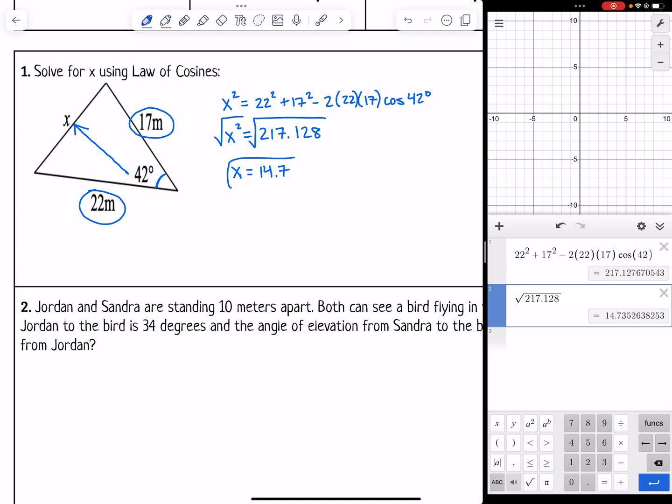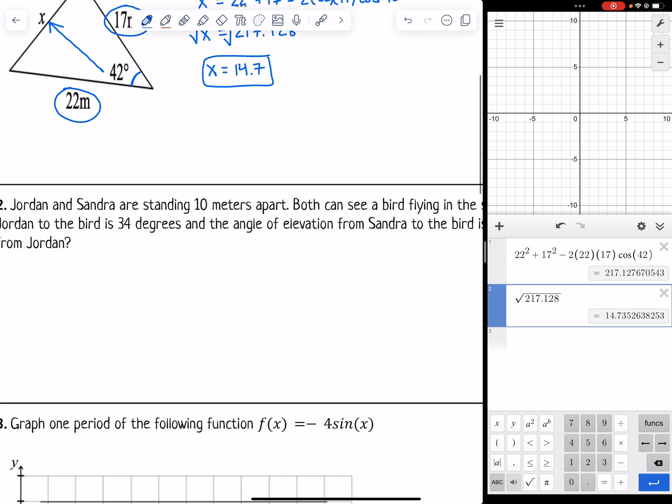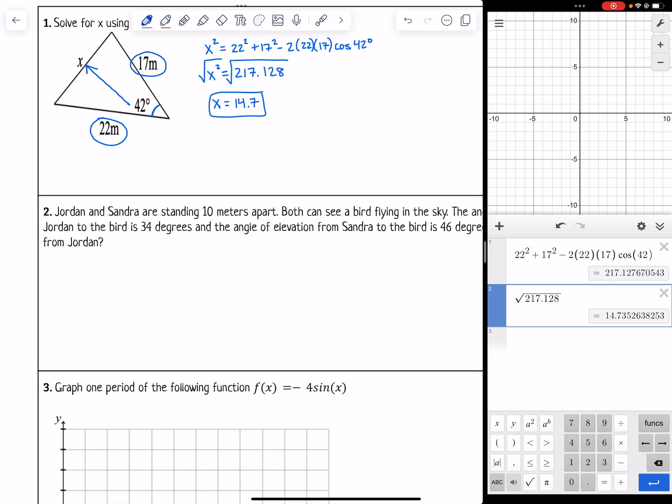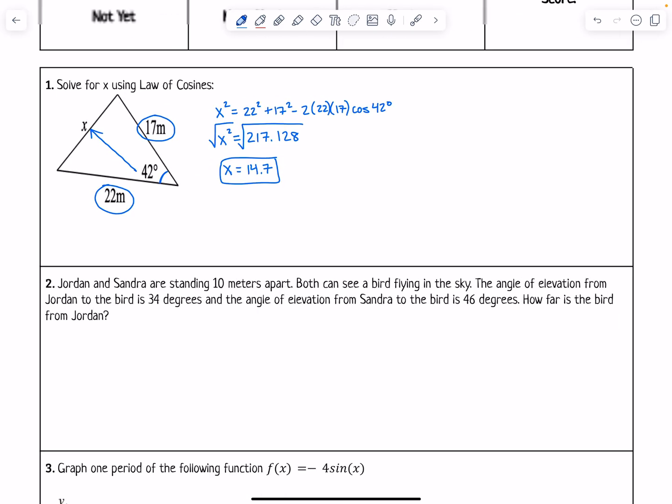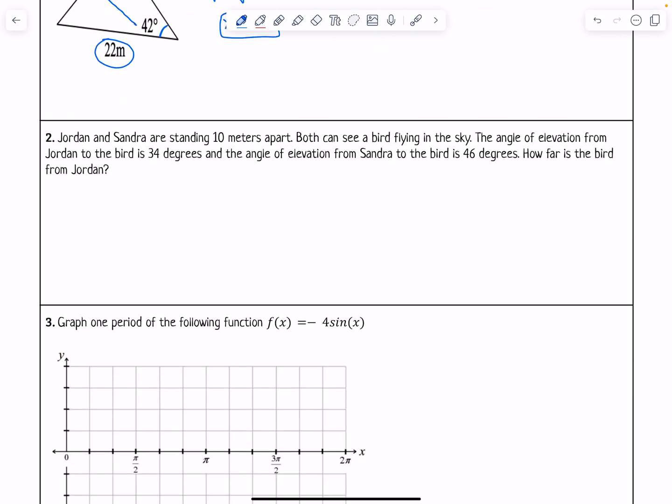So x equals 14.7. Okay. Number 2 says Jordan and Sandra are standing 10 meters apart. Both can see a bird flying in the sky. The angle of elevation from Jordan to the bird is 34 degrees, and the angle of elevation from Sandra to the bird is 46 degrees. How far is the bird from Jordan?